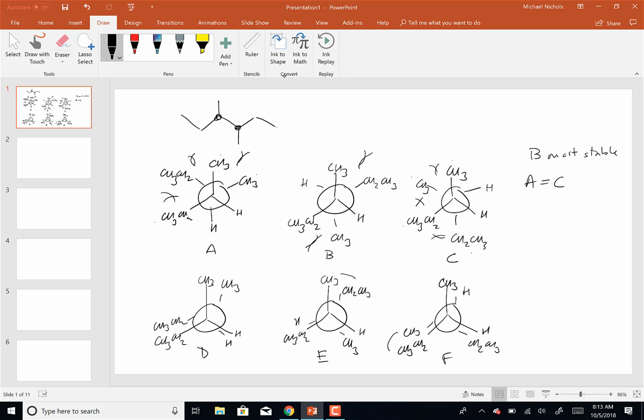Now we look at the specifics. It's a methyl ethyl. So same one eclipsing interaction of the same groups. And so therefore E would be equal to F. Is E and F more or less stable than D? More stable than D? Do we agree with that? Okay. How many eclipsing interactions do we have here? 2. So that means D is the least stable.